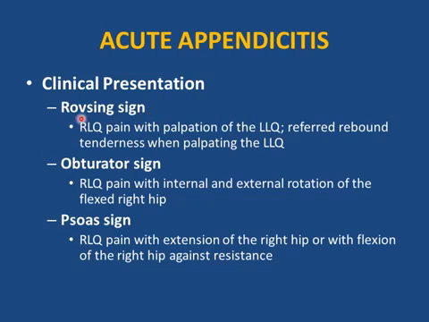Physical examination. Rovsing sign. Rovsing sign is right lower quadrant pain when you palpate the left lower quadrant. So you palpate the left lower quadrant. This will cause tenderness in the right lower quadrant.